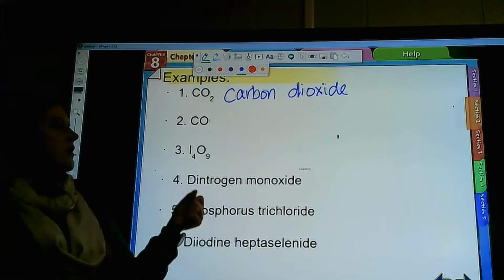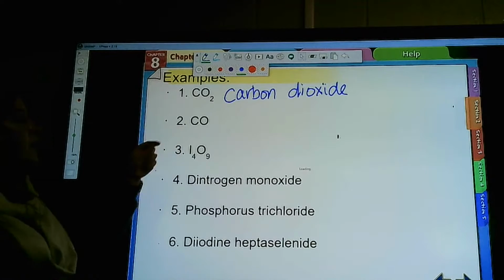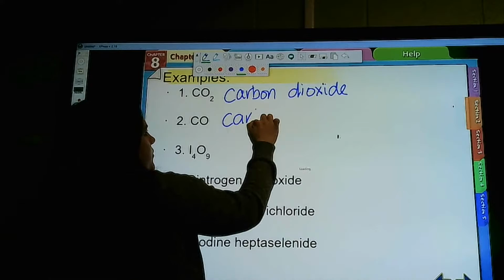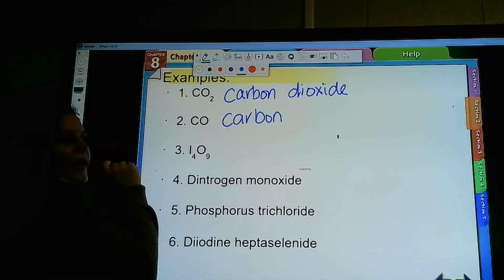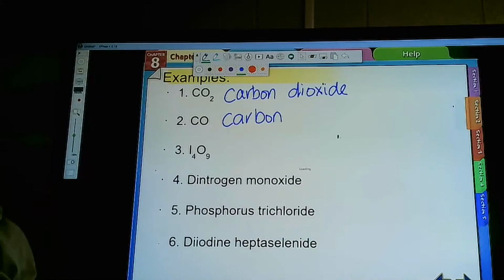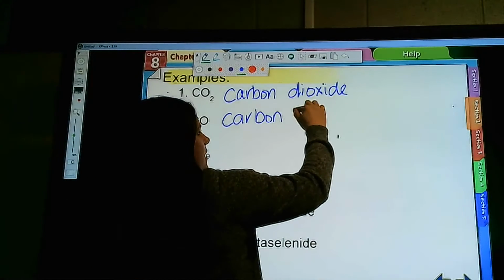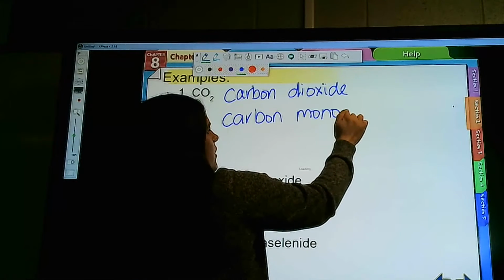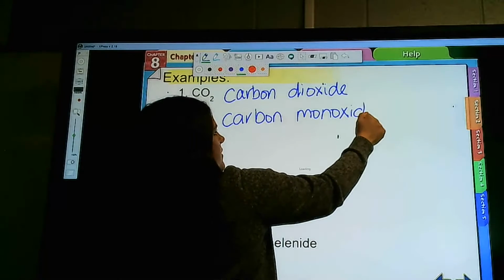The second one, again, we're not going to use the prefix mono for carbon. So I just say carbon here. Again, I just don't use it for the first element. The second one, though, I do use the prefix mono. So in this case, CO is carbon monoxide. And monoxide sounds really awkward, so we're going to drop the second O there and then just say monoxide.